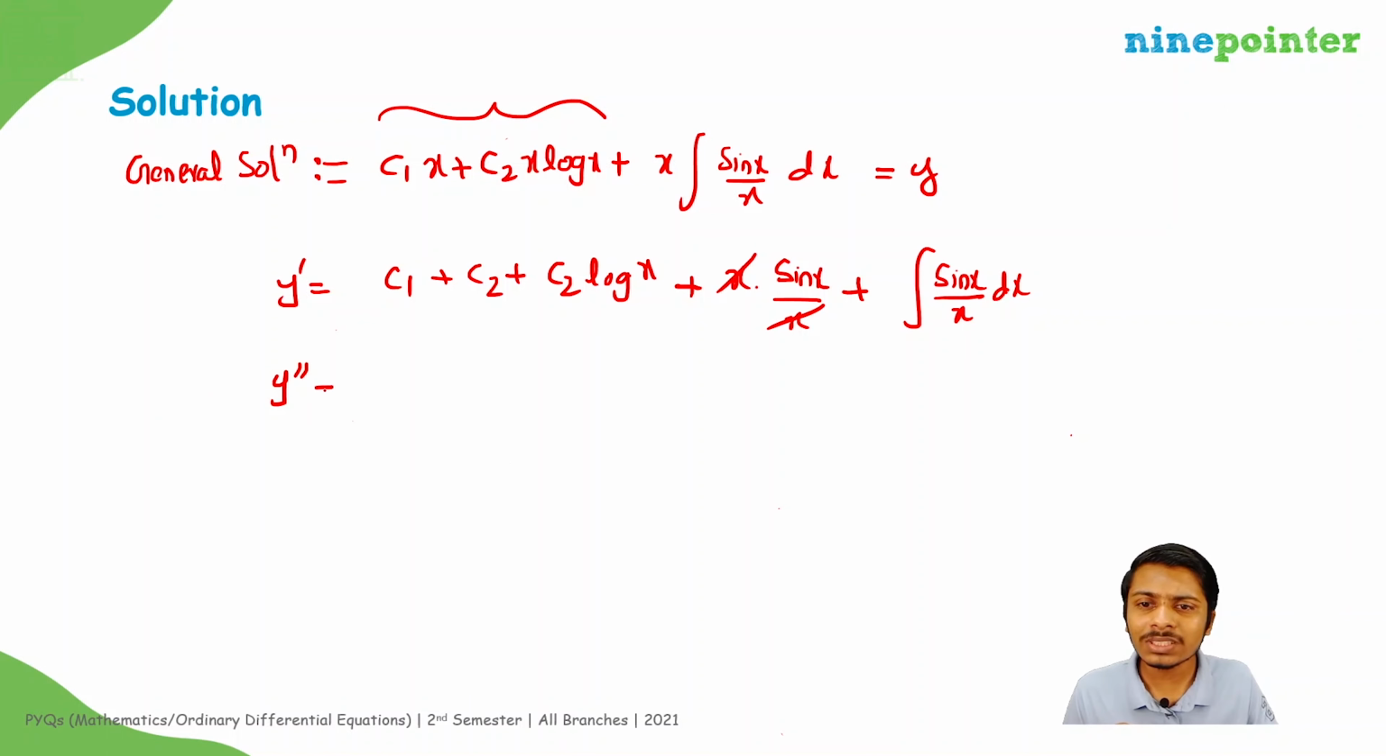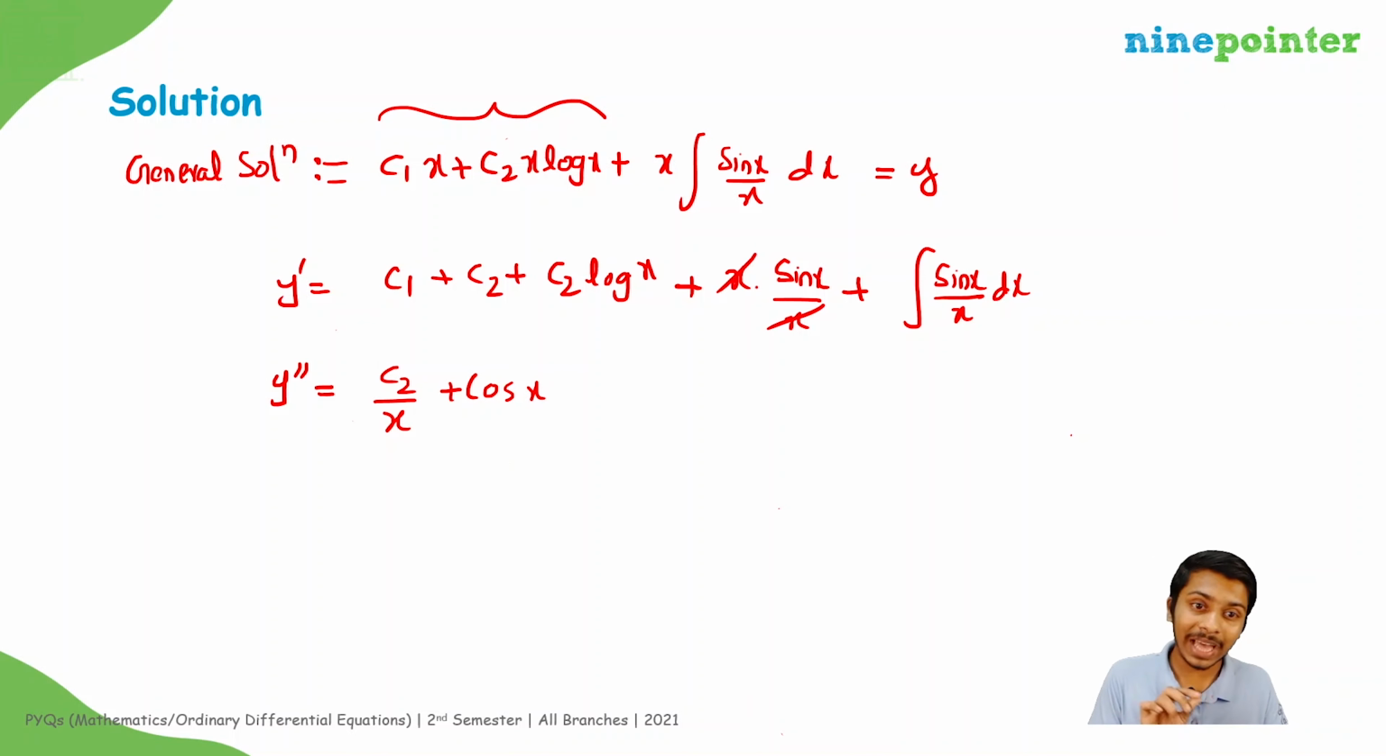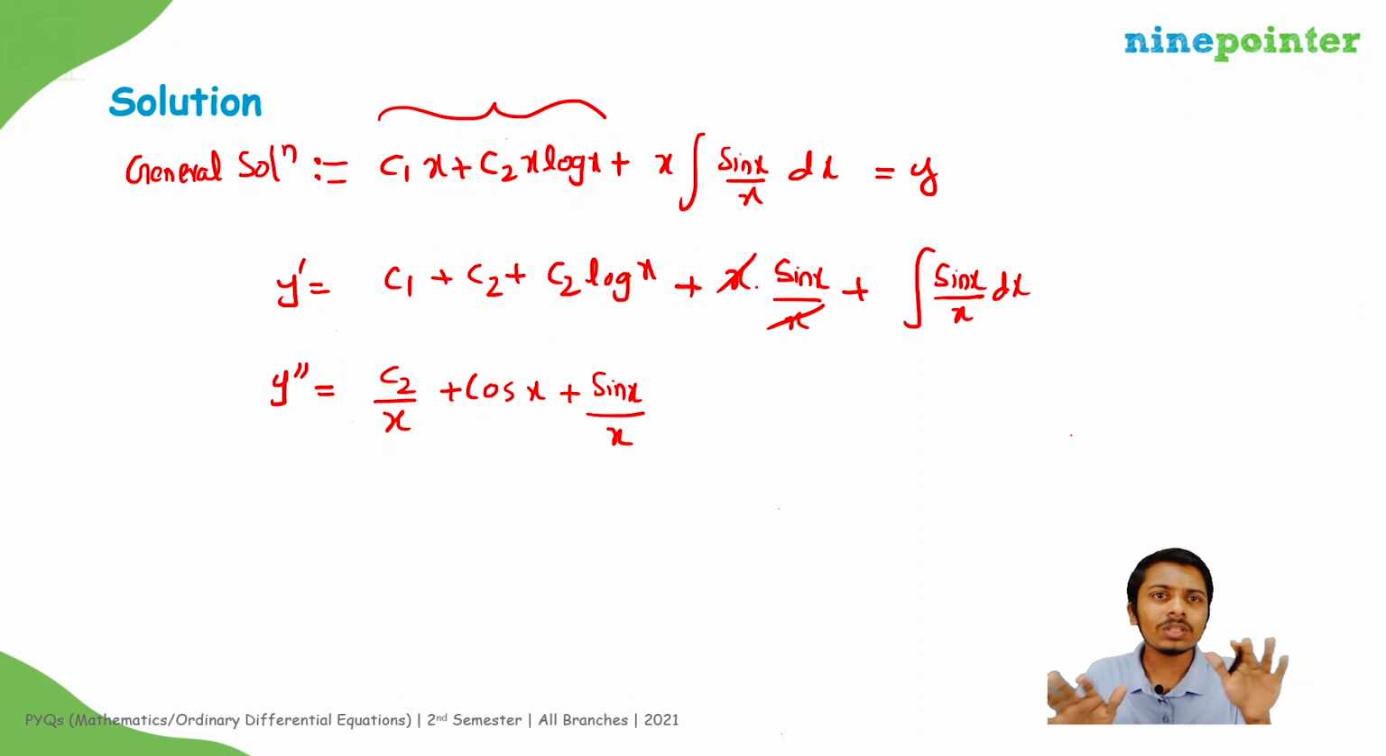Now let me evaluate the second derivative. The derivative of c1 is 0, derivative of c2 is 0, I don't care about them. Now the derivative of c2 log x will be c2 by x, plus the derivative of sin x will be simply cos x, and the derivative of that integral will be simply that function. That means we will have sin x by x. So this is our y prime, and this is y double prime.